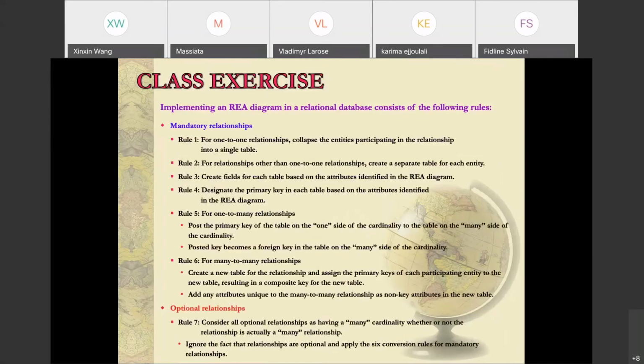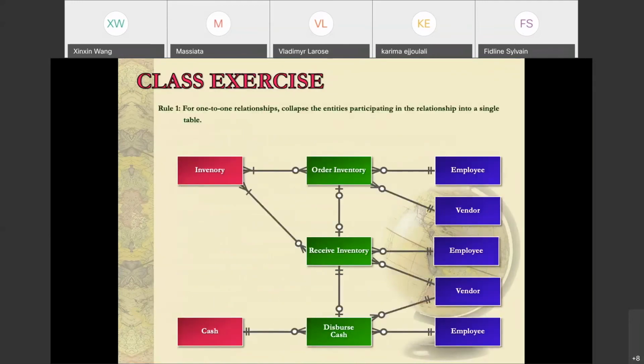First of all, I think I put the rules already in your slides, but please make sure that you have this highlighted. This is very important. All the rules. And we will go through this one by one. First is rule number 1. Identify the one-to-one relationships. In this case, we don't have any one-to-one relationship. So we just skip that.